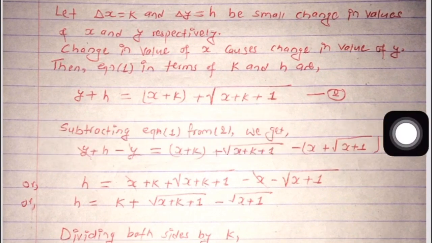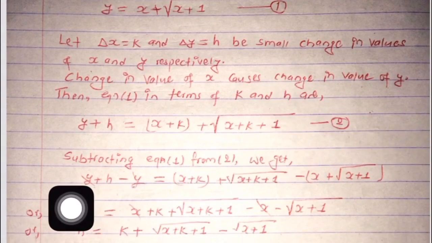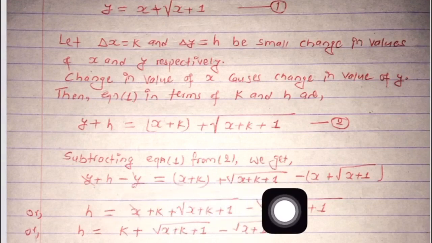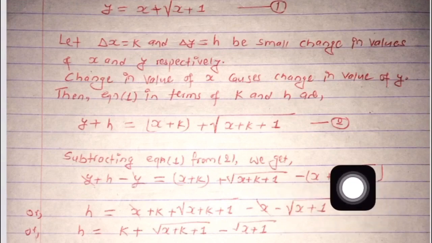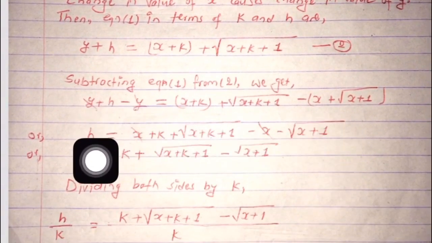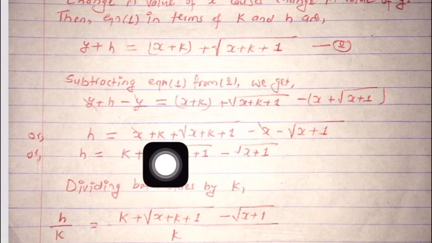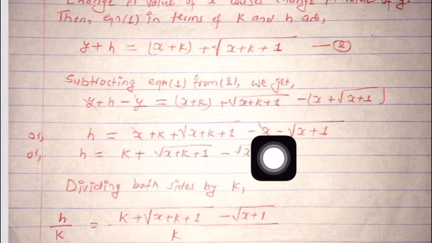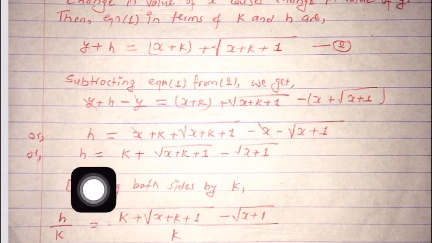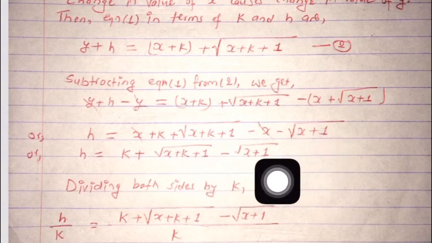Okay, to proceed further, we have to subtract equation 1 from equation 2, and by subtracting equation 1 from equation 2, we have y plus h minus y is equal to x plus k plus root under x plus k plus 1 minus the whole bracket x plus root under x plus 1. Now after cancelling y here, h is equal to, after opening this bracket, x plus k plus root under x plus k plus 1 minus x minus root under x plus 1. So here x and x cancel out, so we are left with h is equal to k plus root under x plus k plus 1 minus root under x plus 1.